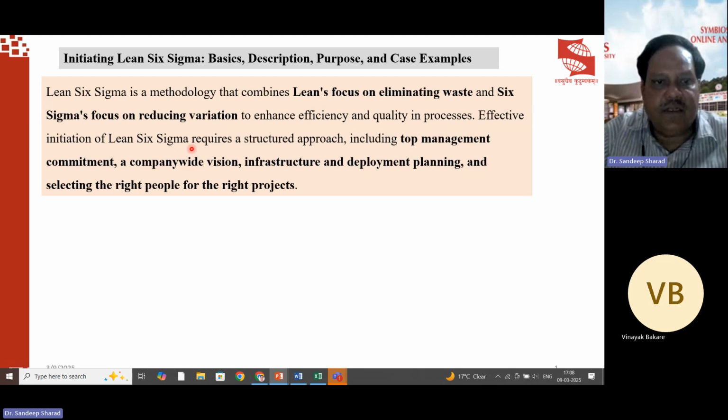Effective initiation of the Lean Six Sigma requires a structured approach, including top management commitment, a company-wide vision, infrastructure and deployment planning, and selecting the right people for the right project.